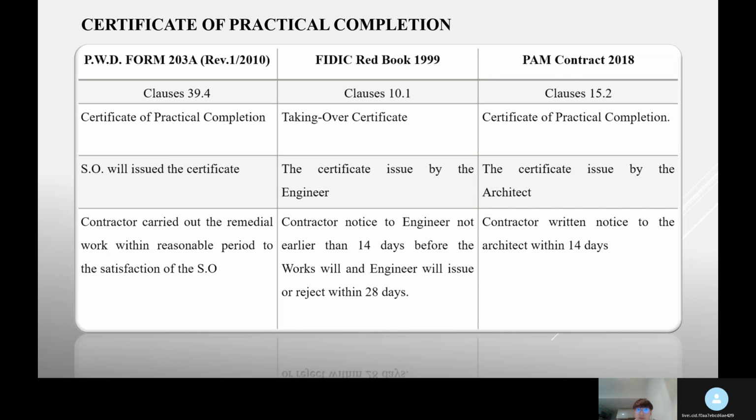Next is the PAM Contract 2018, clause 15.2. It is the certificate of practical completion. The certificate is often issued by the architect, if the contractor gives written notice to the architect within 14 days.